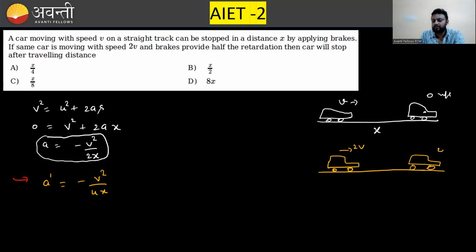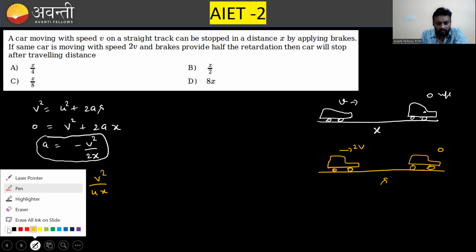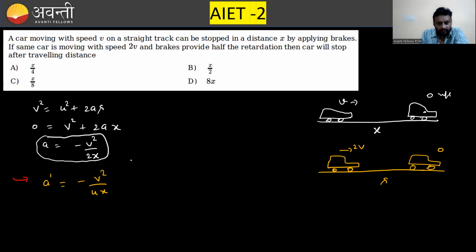It will again stop, its velocity is again 0. Then how much distance will it cover? Let's suppose this distance is s. So you can write it here for the second case. Again, v square is equal to u square plus 2as.